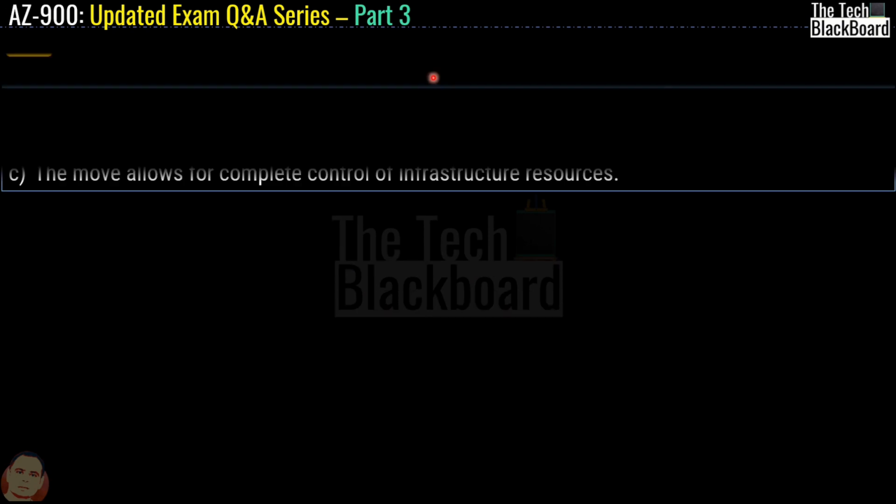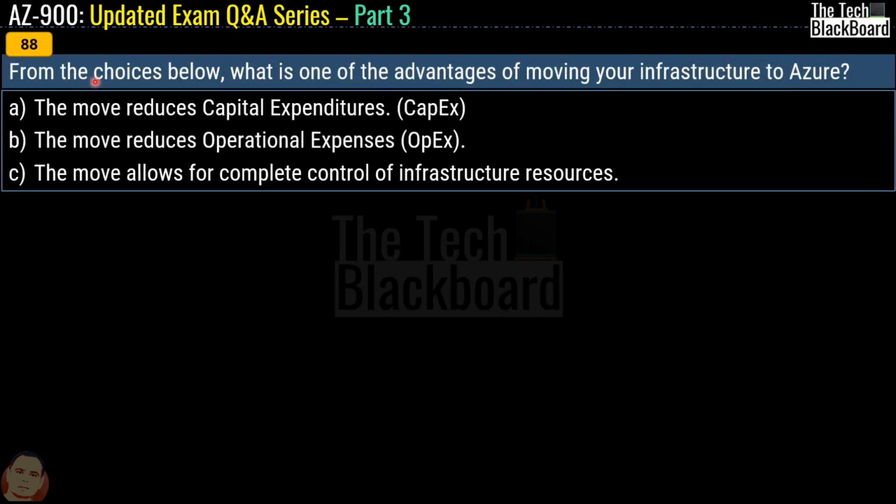Now let's move to question number 88, and it says, from the choices below, which is one advantage of moving your infrastructure to Azure? The first one is that the move reduces capital expenditure, or it reduces operational expenditure, or the third option is that the move allows for complete control over infrastructure resources. And the correct answer for this question is option A, that the move reduces your capital expenditure.